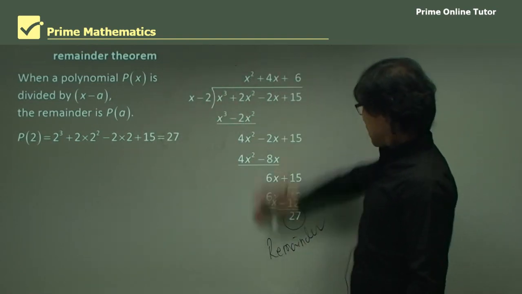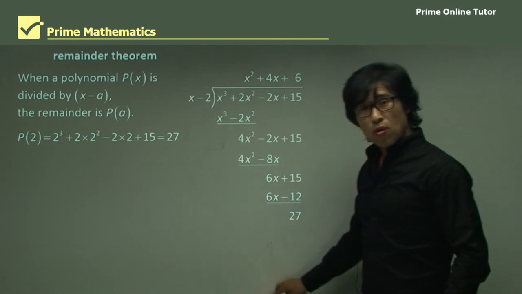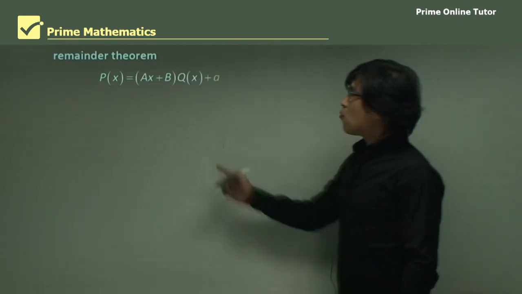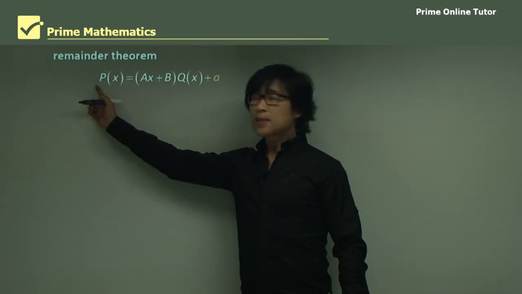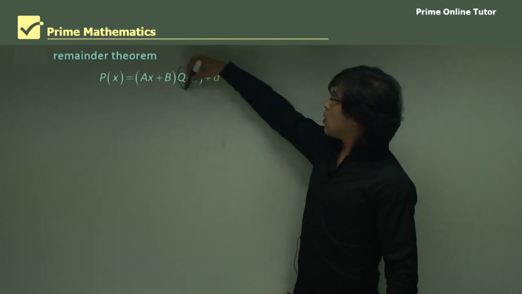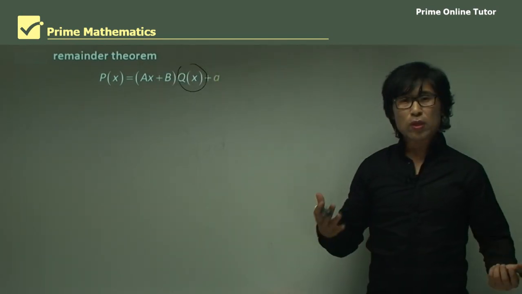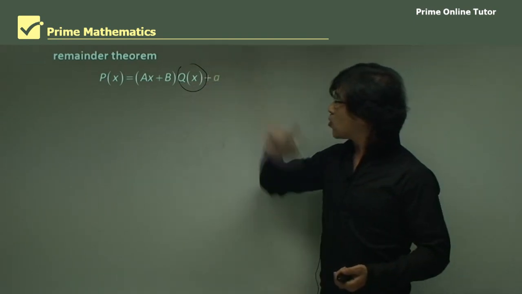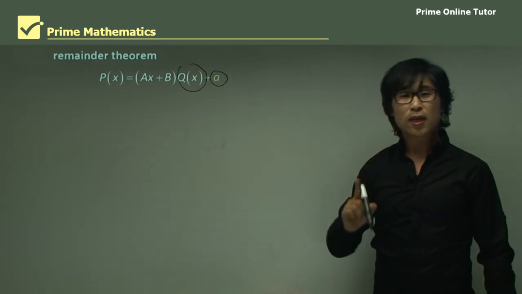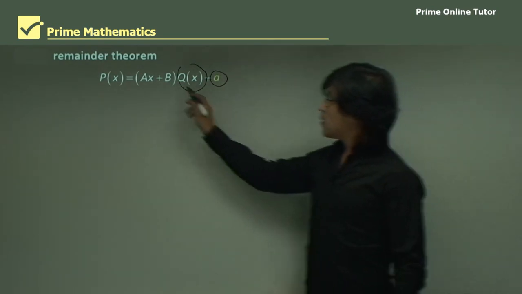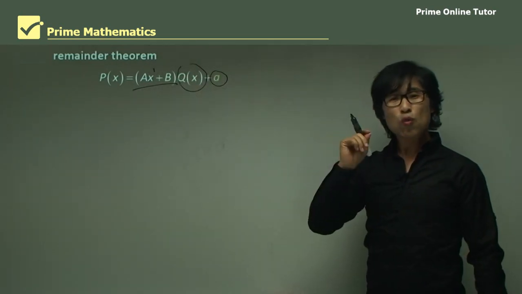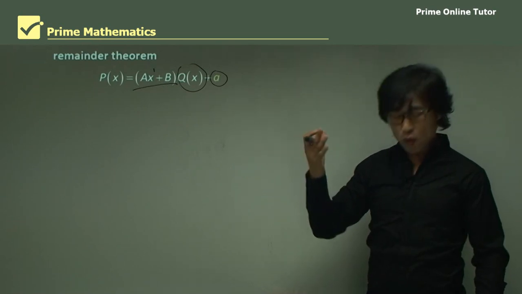So this is the definition of the remainder theorem. Then we are going to discuss a little more about what the format of the remainder will be. When you divide P(x) by ax plus b, which is linear, there will be a quotient, but we do not know what the format of the quotient is. But it is important that the remainder is a constant term. Since the divisor is linear, which is a power of 1, the remainder must have no x term at all.